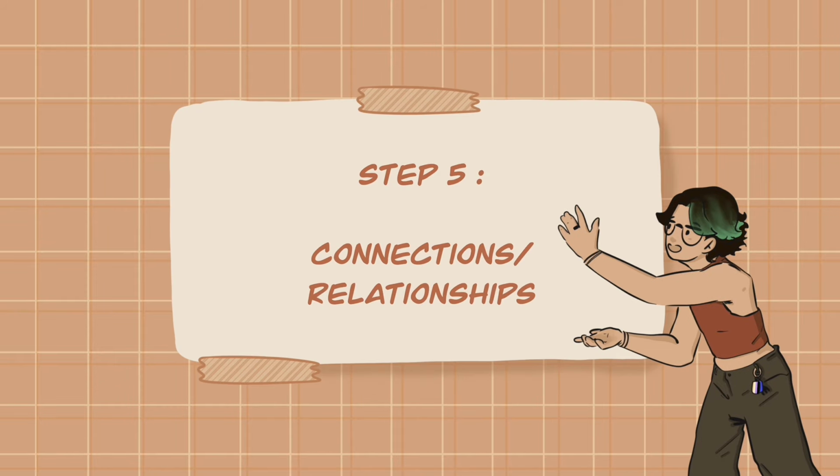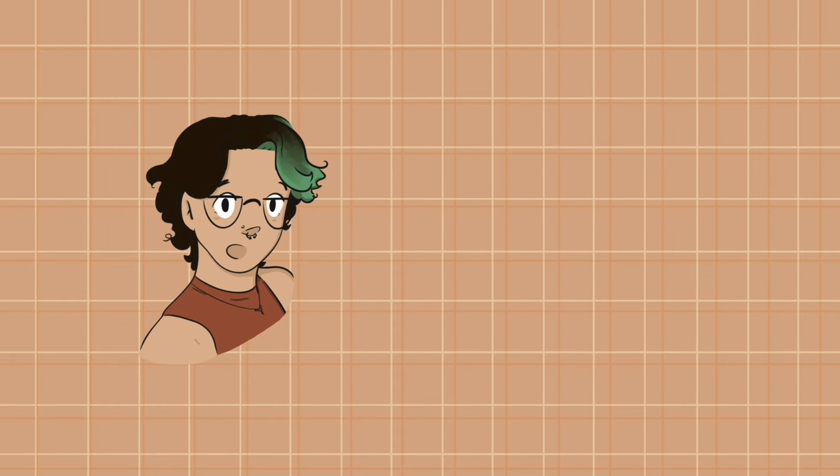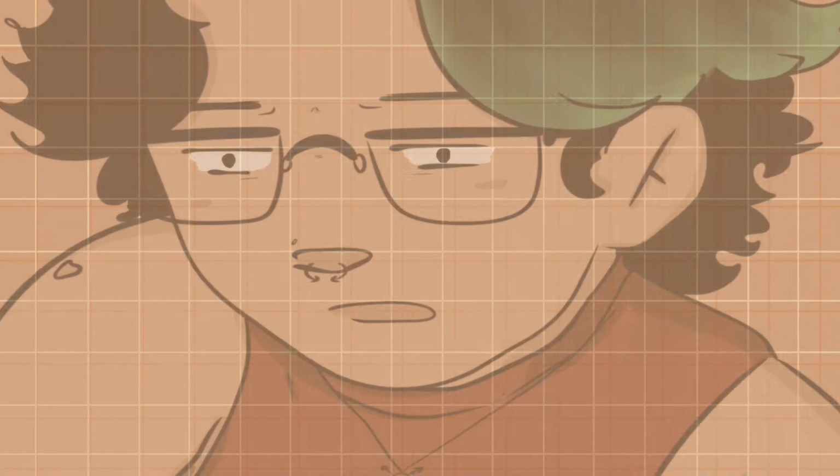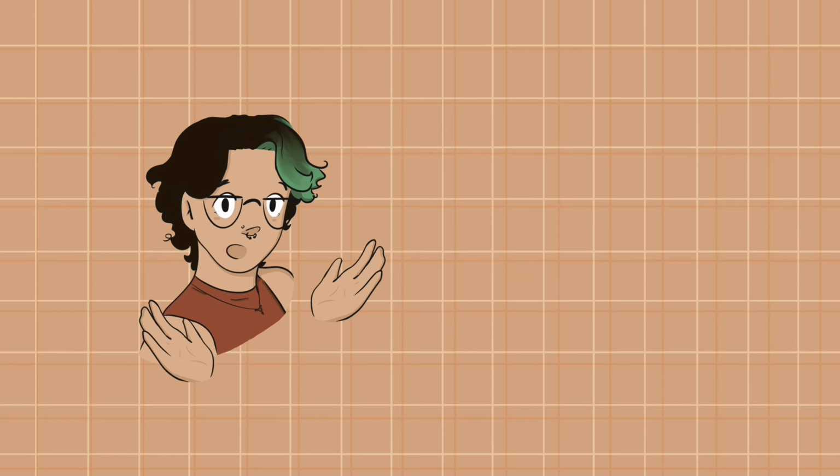Step 5. Connections or relationships. Alright, this one isn't super important, especially if you only have or plan to only ever have one OC. But relationships can be a fun thing to add to your OC's story, like family, friends, romantic relationships. With all these steps together, you may have been able to create an OC. I hope. I think that's all the tips I have on creating your own OC.